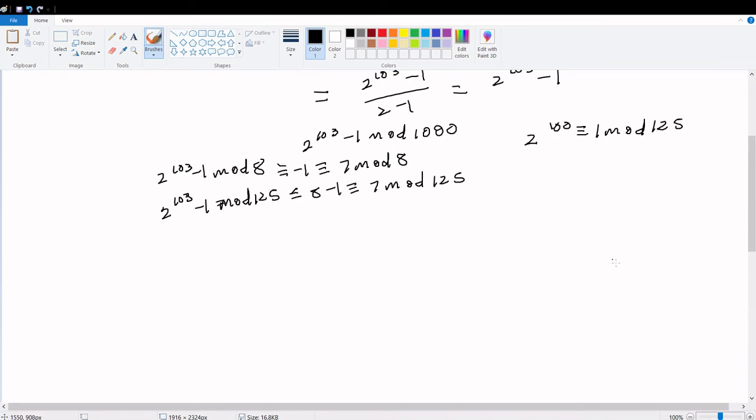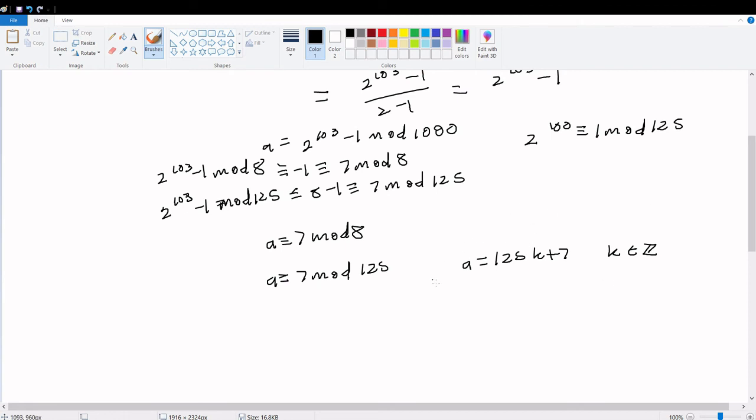Okay, so let's just call this A. I think that'll be easier. So we know that A is congruent to 7 mod 8, and we know A is congruent to 7 mod 125 as well. I'm going to work with the second congruence first. We're going to say that A is equal to 125k plus 7, such that k is an element of the integers.